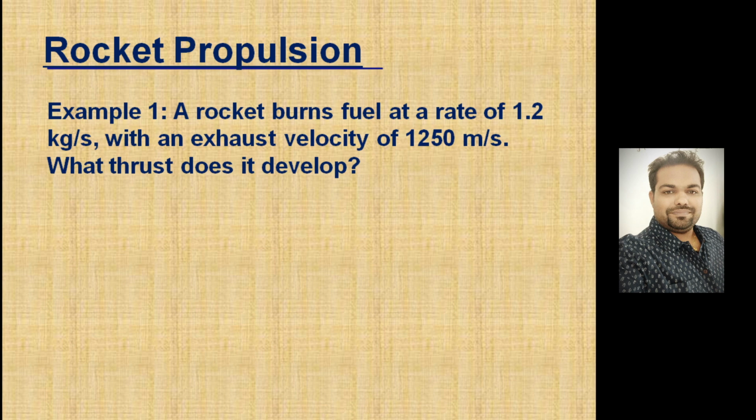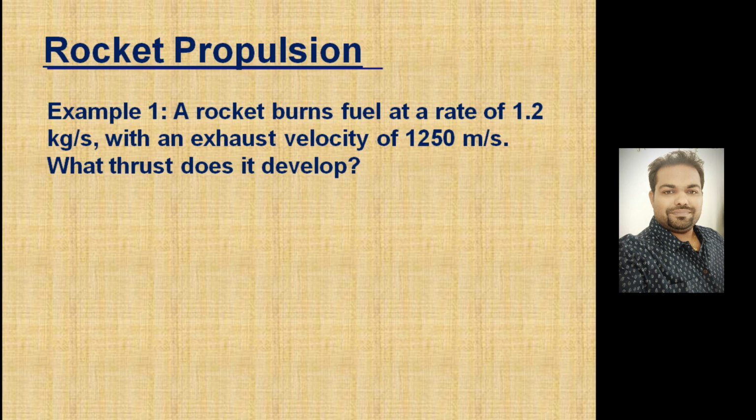Let's see some simple numerical problems based on these two equations that we have recently discussed, thrust and specific impulse. This is the first problem, which says that a rocket burns fuel at the rate of 1.2 kilograms per second with an exhaust velocity of 1250 meters per second. What thrust does it develop?